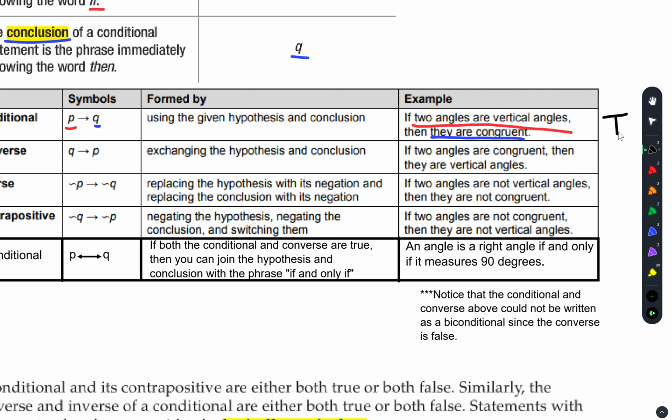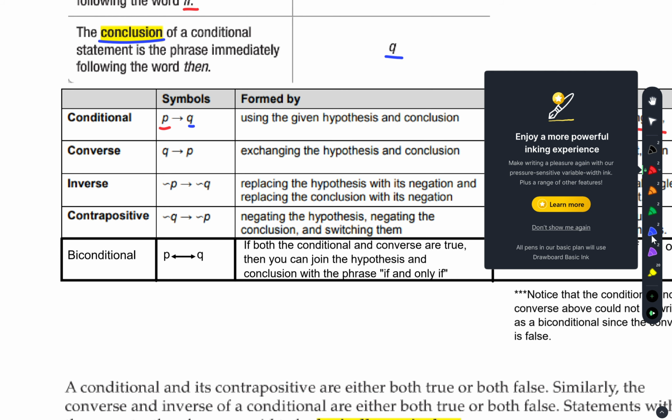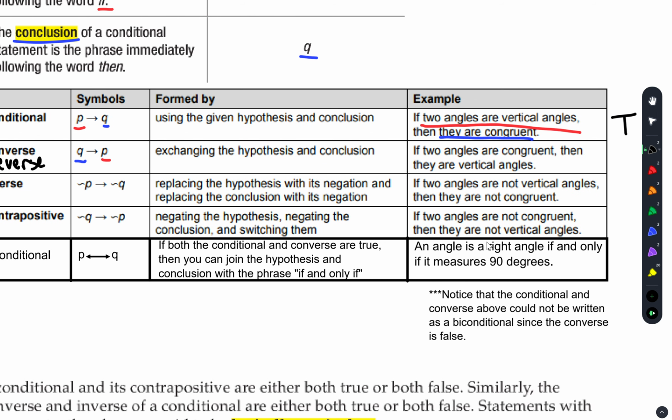So there's 3 different ways that we can change around the order and the meaning of this same sentence. The first way is the converse. The converse is when we exchange the hypothesis and the conclusion. So we read this as Q implies P, or conclusion implies hypothesis. All we did here was reverse it. So if I'm looking at the same exact kind of statement here, if two angles are congruent, then they are vertical angles.